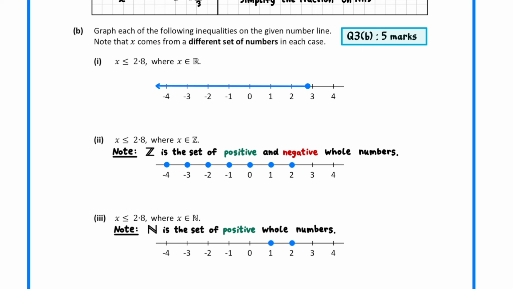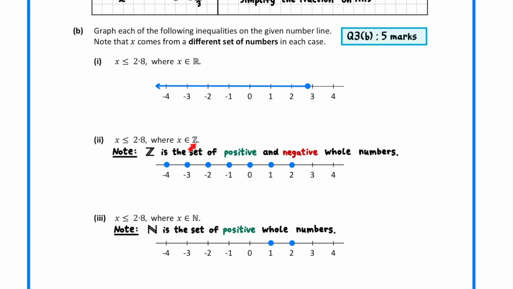In B, we must plot several inequalities on a number line. In part 1, x is less than or equal to 2.8, where x is a real number. Real numbers include all the decimal numbers, so we should draw a line that covers all of the points to the left of 2.8.